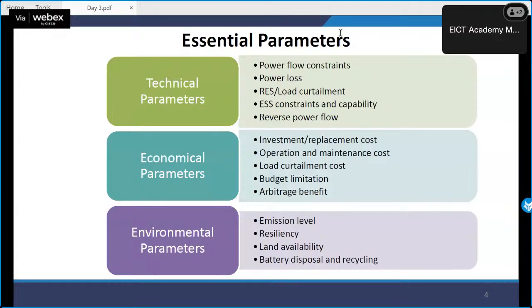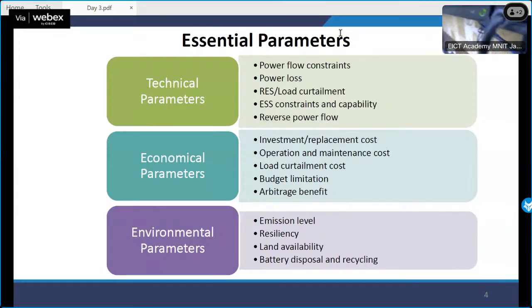One example I would like to highlight here. The moment I say load curtailment cost, it means when there is energy shortage, what we do, we curtail the load. But we don't evaluate the cost of the curtailment. And through a battery, if you are reducing the curtailment, then you can compare how much cost we have to pay for a load curtailment and how that can be compensated with an investment for the battery.